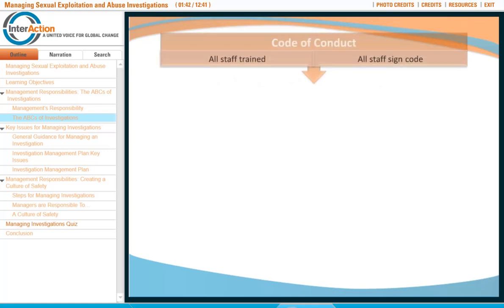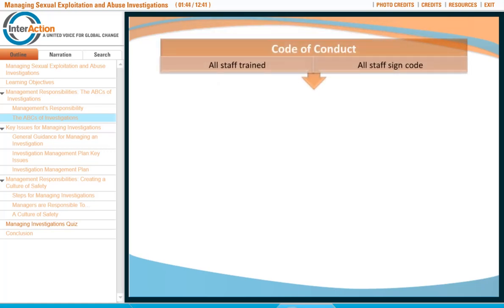First, there must be a code of conduct in place that applies to all staff, volunteers, consultants, and contractors of the organization. The code of conduct must, at minimum, include the 6 specific standards laid out in the IASC 6 core principles. Click here to view the principles.